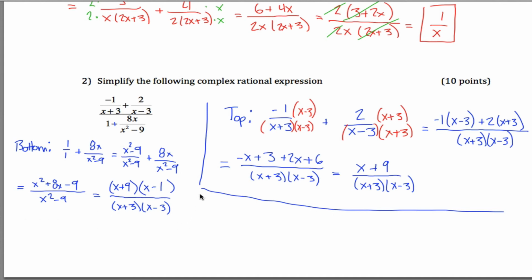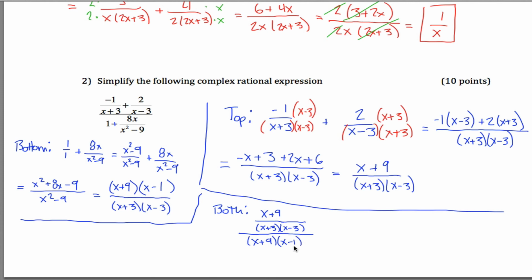And what I can now do is put these guys together. I'm going to run out of room. Let's try that again. The top was x plus 9 divided by x plus 3 times x minus 3. The bottom, over here I got x plus 9, x minus 1, and then x plus 3, x minus 3.